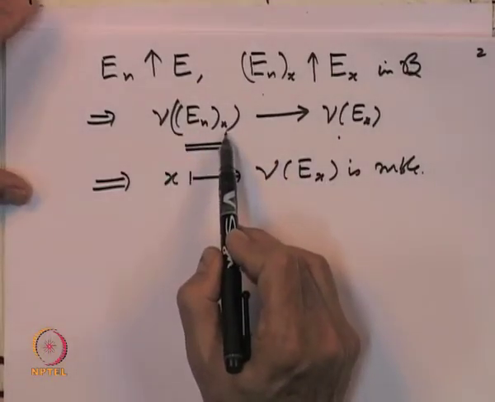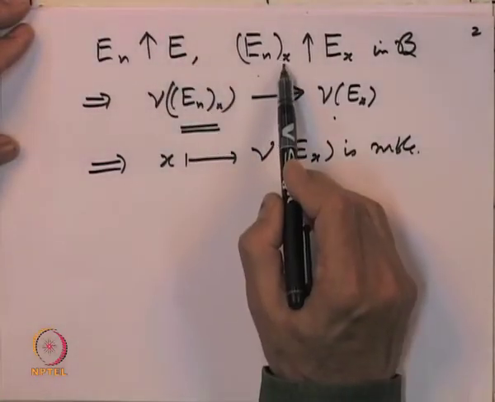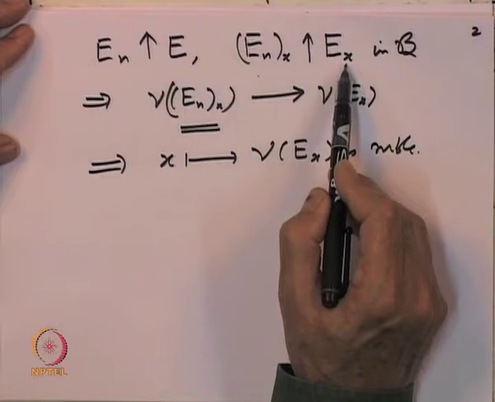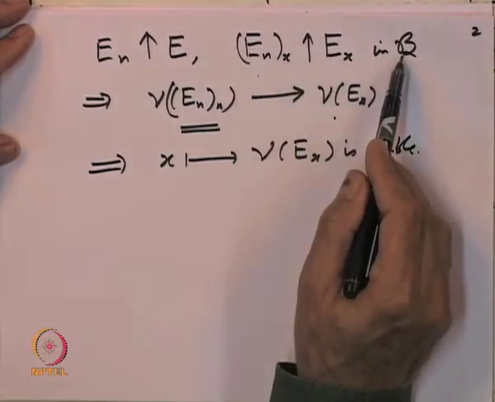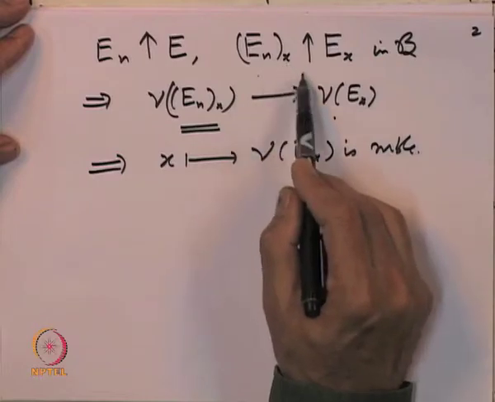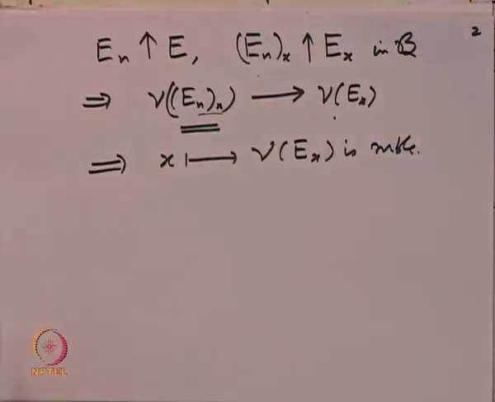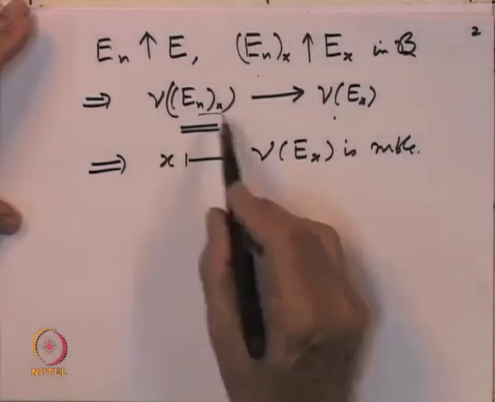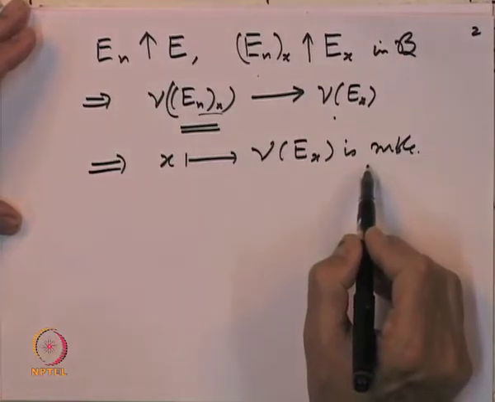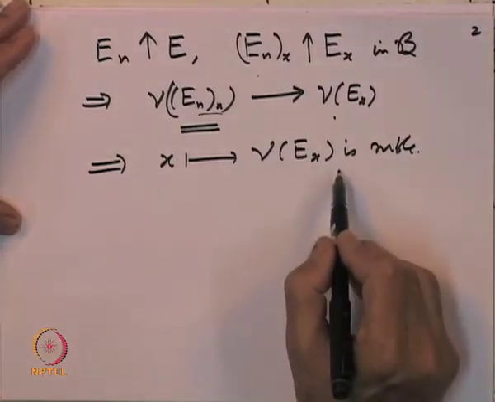Okay. And that comes from the fact that E n is increasing to E. So, the sections E n x increase to the section E x in the sigma algebra B, and nu being a measure, nu of E n x must converge to nu of E x, and each one of them is measurable because it is in the collection P. So, each is a measurable function. The limit of measurable functions is measurable. So, that proves one part, that x going to nu of E x is measurable.